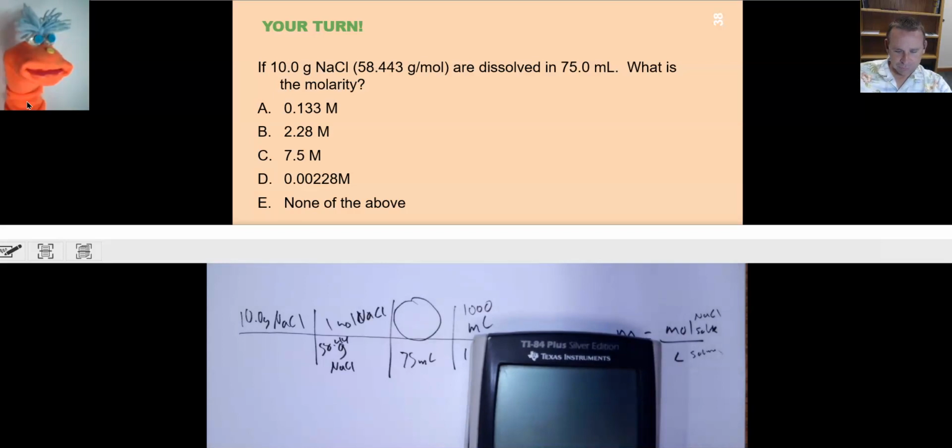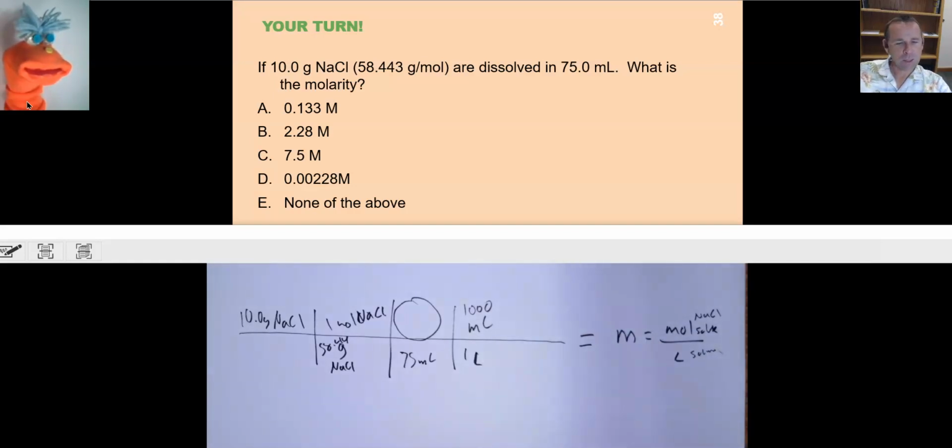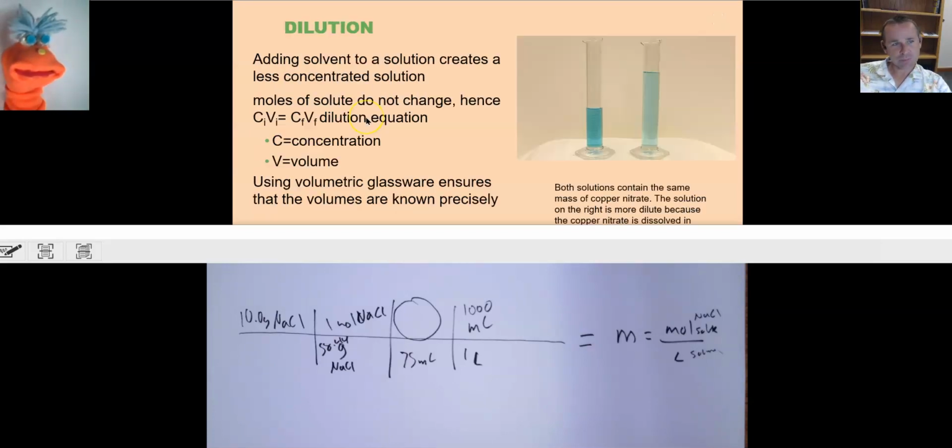So 10 divided by 58.44, divided by 75 times 1,000, right? Whoops, that was times 100. So 2.3. 2.28, sorry. 2.28, 3 significant digits. That is our molar concentration of sodium chloride in this solution. Okay, great.